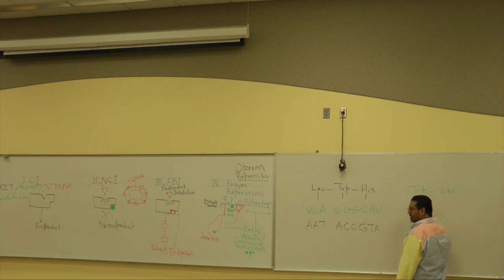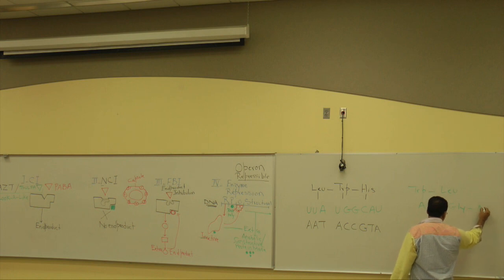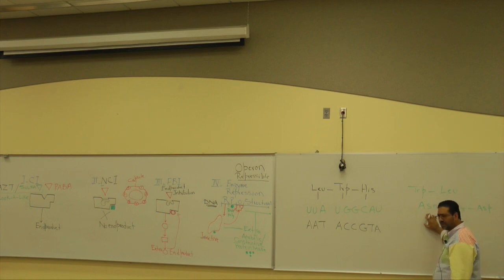LEU. Okay. ASN. Okay. ALA. GLY. ASP. Okay. Yes, but that's enough. All right. Take the codon chart. All you have to do is look at the codon chart and pick up the first amino acid, ASN.